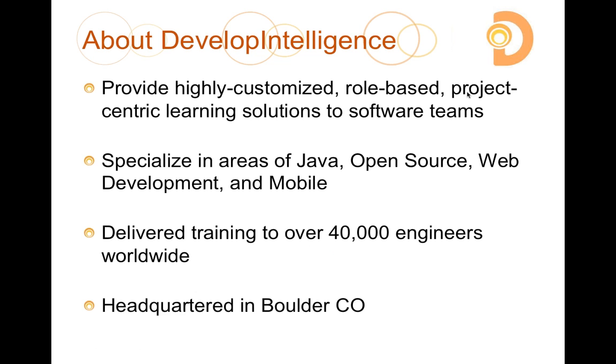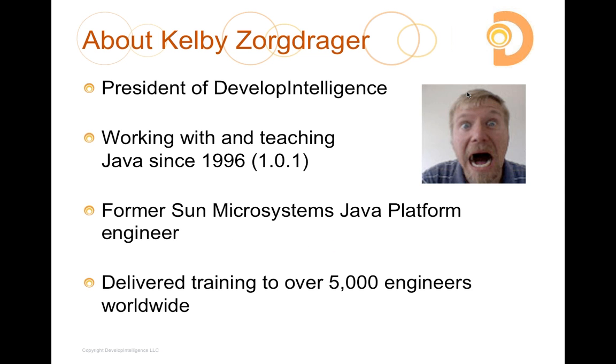We do specialize in the areas of Java, open source, web development technologies, and mobile apps, and we are headquartered in Boulder, Colorado. Myself, I started working with Java in 1996, JDK 1.0, actually started working with it as an alpha. Throughout my career, I've had many different positions. I was a Java platform engineer at Sun for a couple of years, and have also taught a number of engineers globally Java and related technologies.